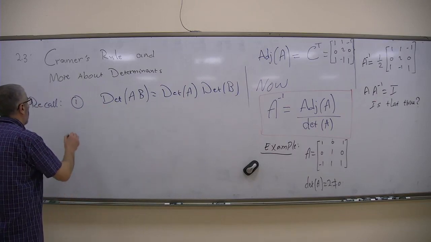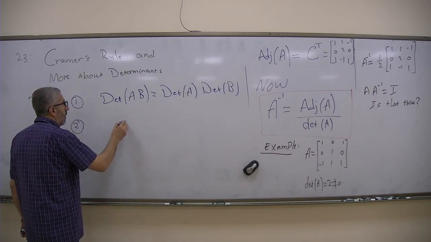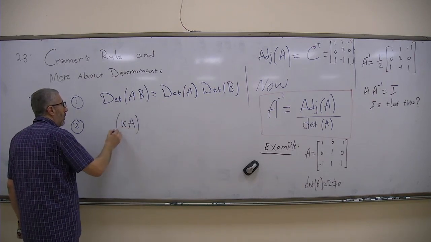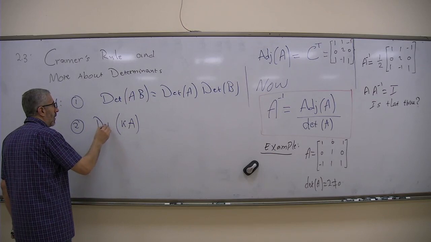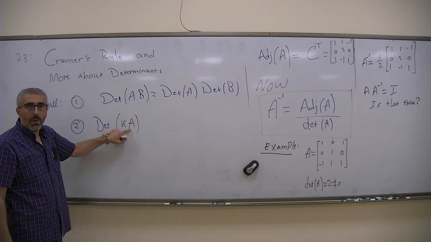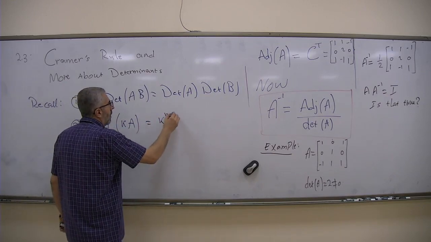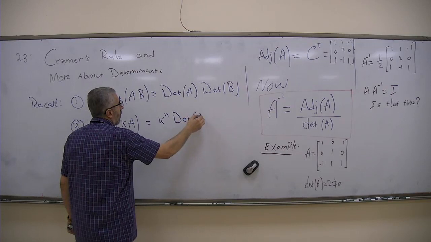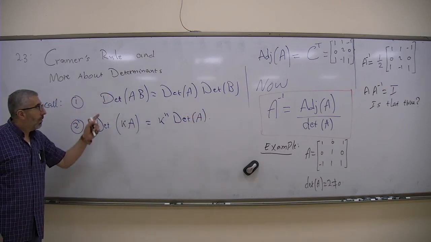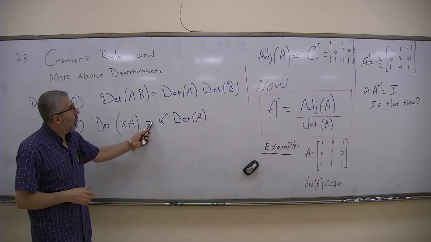Number 2, we said if K is a scalar and you multiply it by a matrix A and you want the determinant, then A here is an n by n matrix, so this is going to be K exponent n determinant of A. Okay? So those two properties are crucial here, and we already discussed those two.